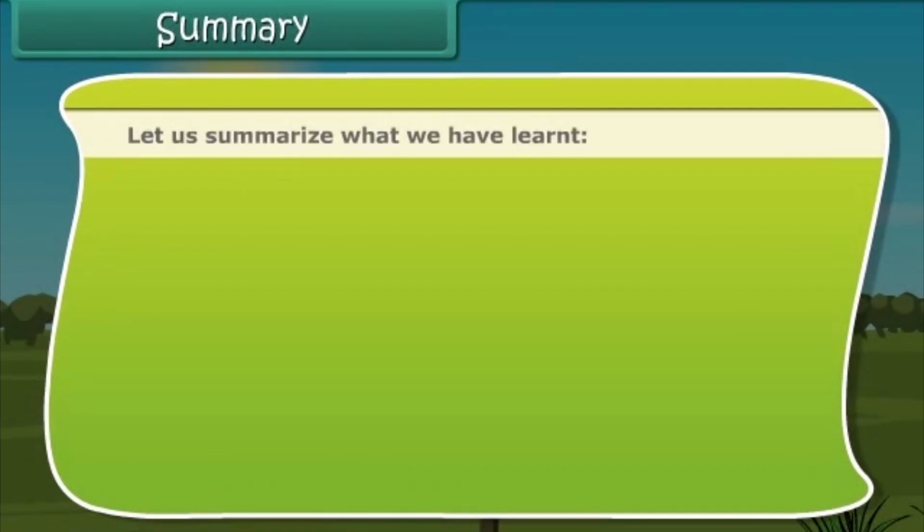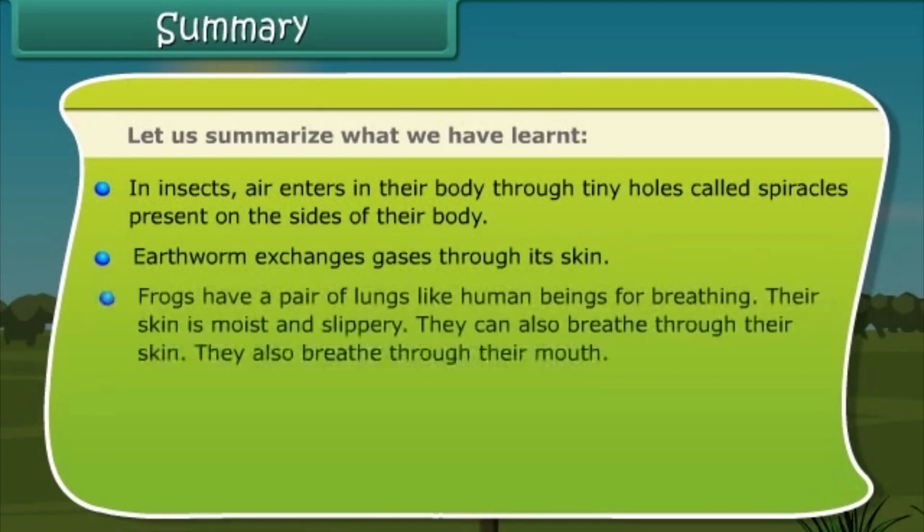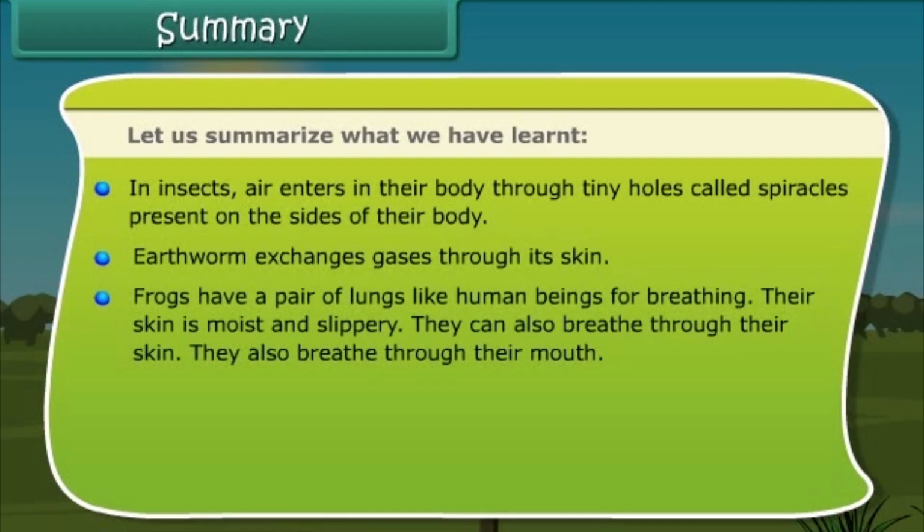Let us summarize what we have learned. In insects, air enters their body through tiny holes called spiracles present on the sides of their body. Earthworm exchanges gas through its skin. Frogs have a pair of lungs like human beings for breathing. Their skin is moist and slippery. They can also breathe through their skin. They also breathe through their mouth.